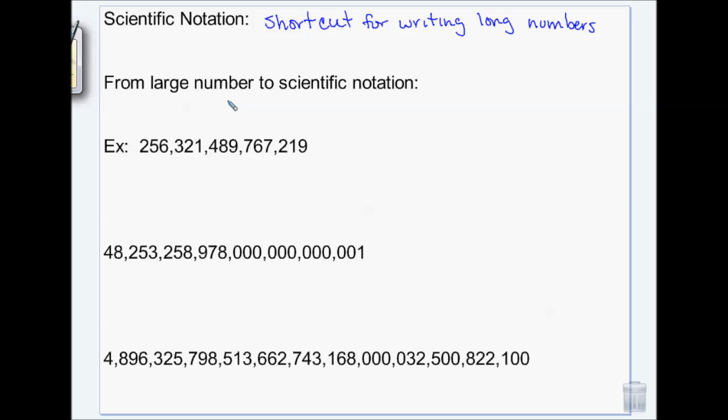It's a shortcut for writing long numbers, and that's either like a very large number or an exceedingly small number, which is like a very long decimal. Okay, and we use powers of 10. And the reason we use powers of 10 is because if you multiply things by powers of 10, all you're doing is moving decimals. Okay, so to go from a large number to a scientific notation, we're going to count the places.